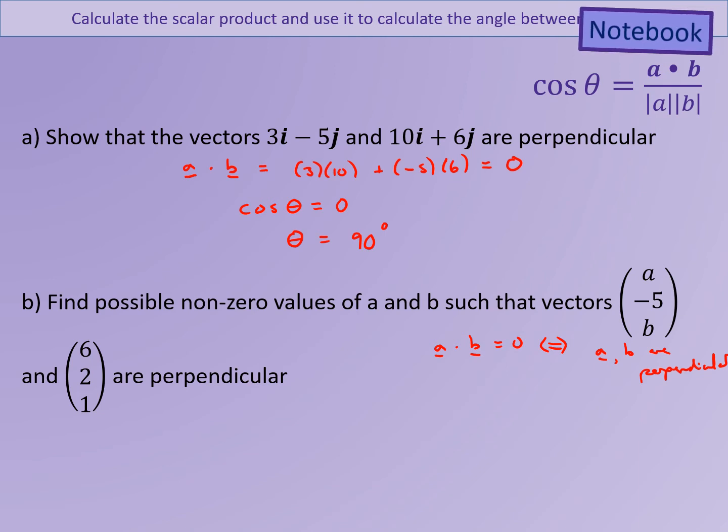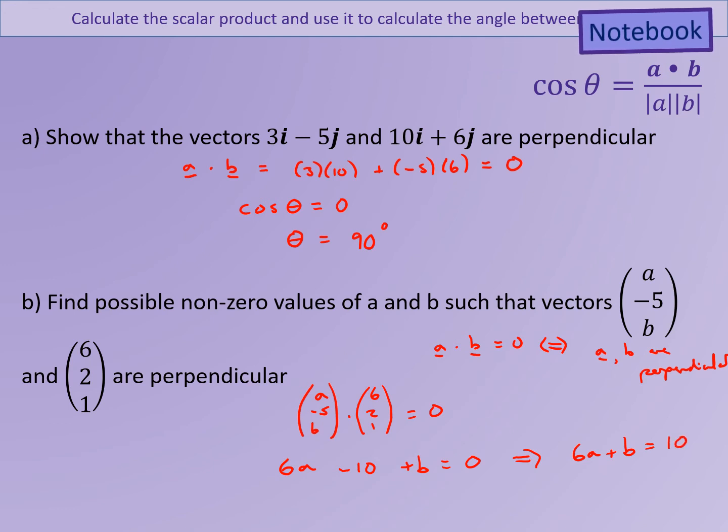So for this, we're going to calculate the scalar product of the two vectors. Here we get 6 times A. We then get minus 5 times 2, which is minus 10. And we get B times 1. And in order for two vectors to be perpendicular, the scalar product needs to be 0. So therefore, we have got that 6A plus B would equal 10.